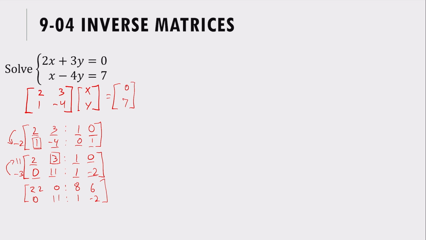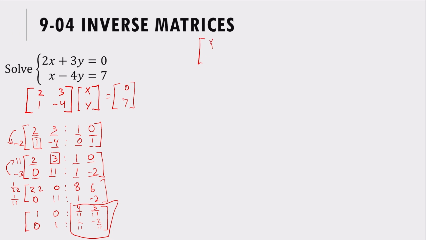Now I have the zeros, so now I need to get the leading ones. So I'll multiply the first row by 1/22. The second row I'll multiply by 1/11. So 8 over 22 is 4/11. 6 over 22 is 3/11. 0 times an 11th is 0. 11 times an 11th is 1. And I have 1 over 11 and negative 2 over 11. So that is my inverse.